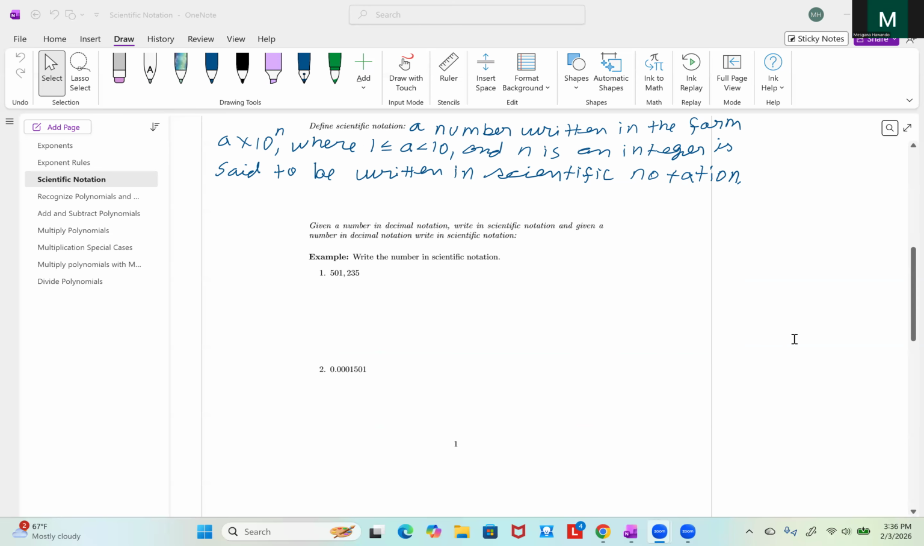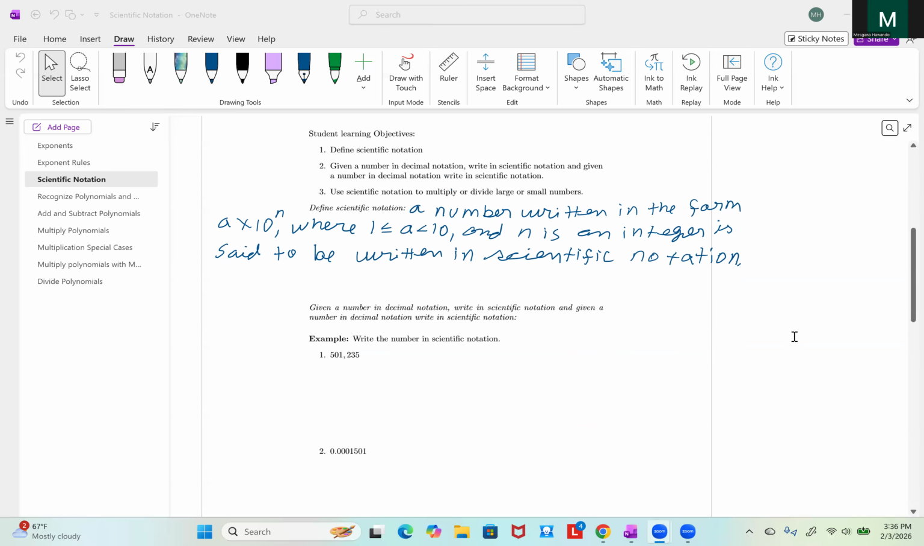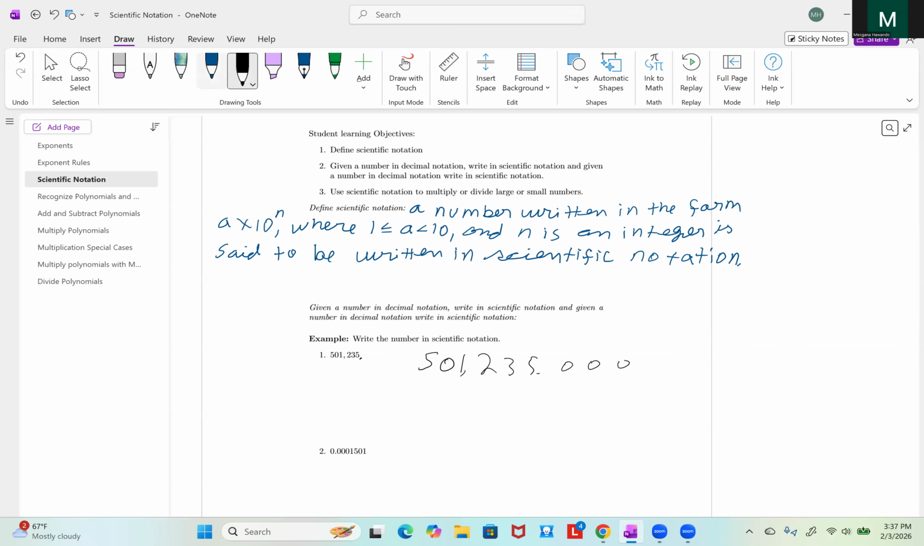Example, write the number in scientific notation. For this number, currently the decimal is located here, and there are terminal zeros after it. To write this in scientific notation, the decimal needs to move between 5 and 0 here. So when we move it, it becomes 5.01235.